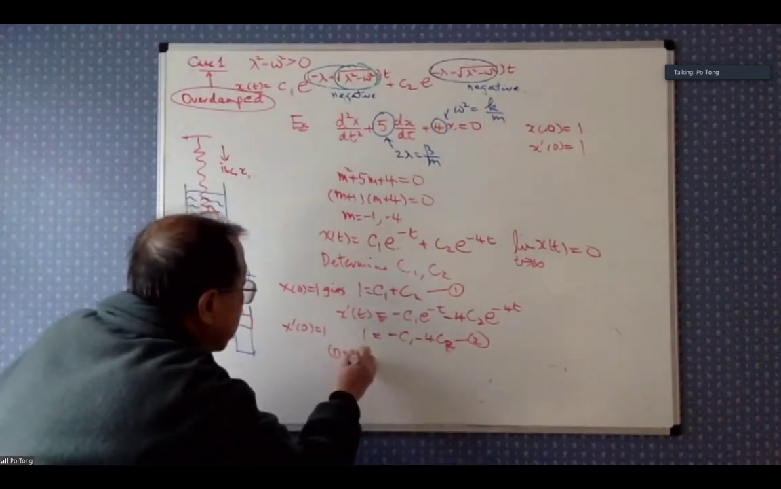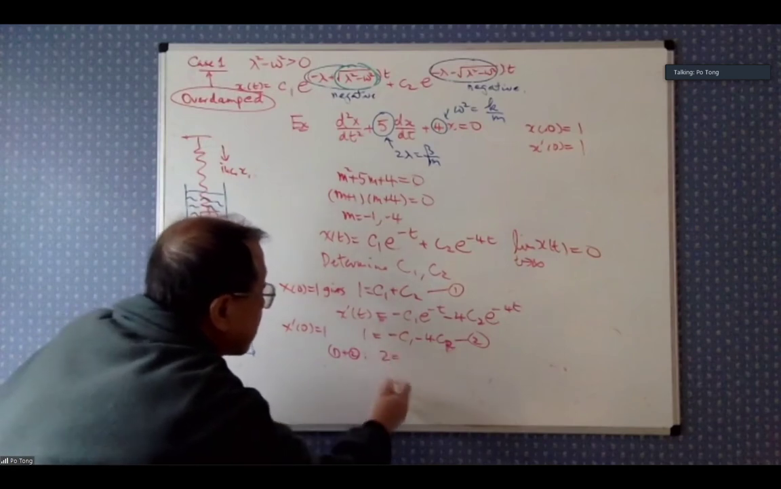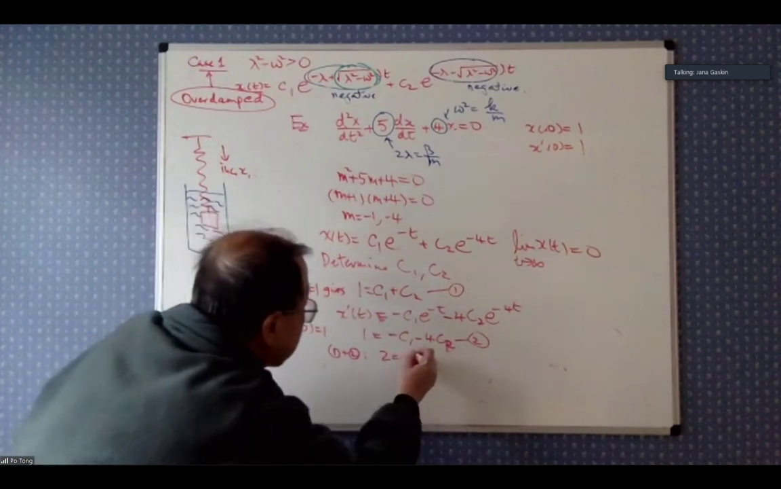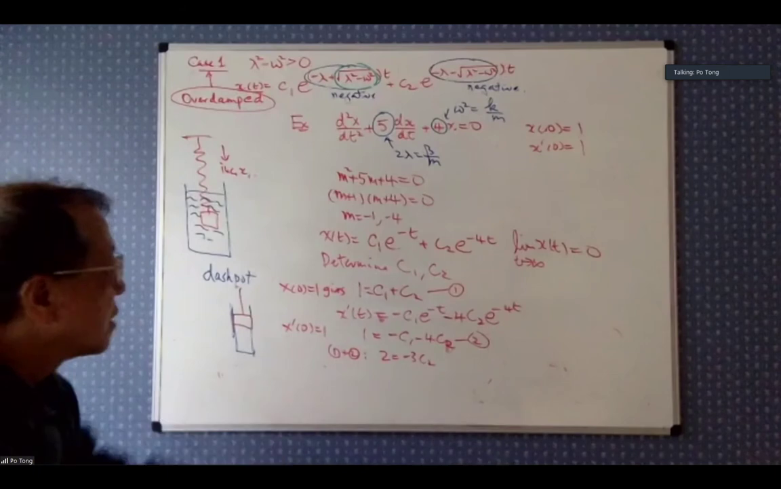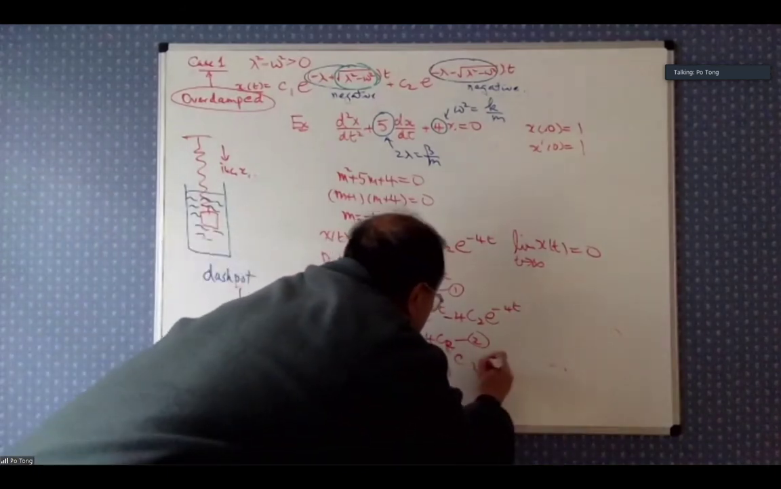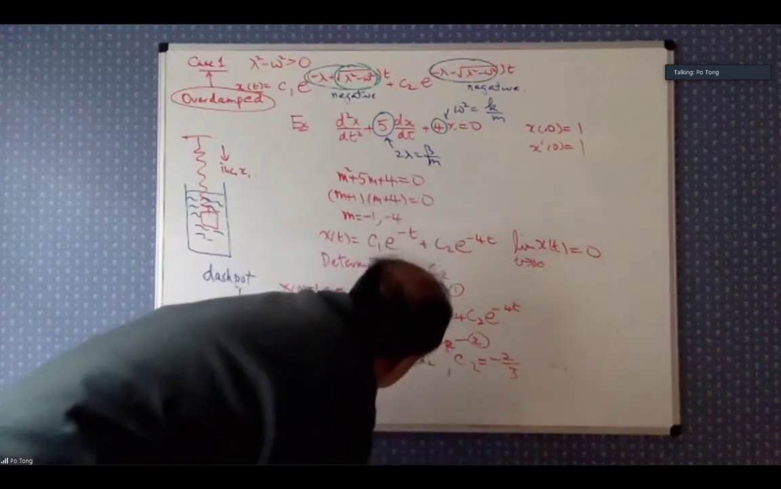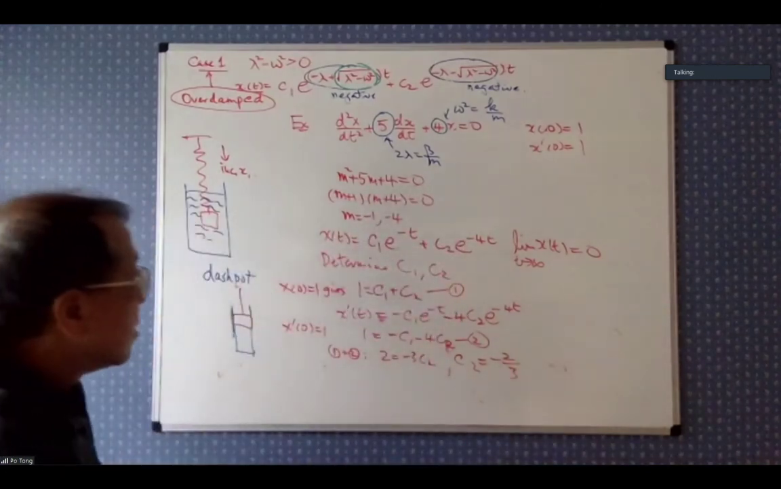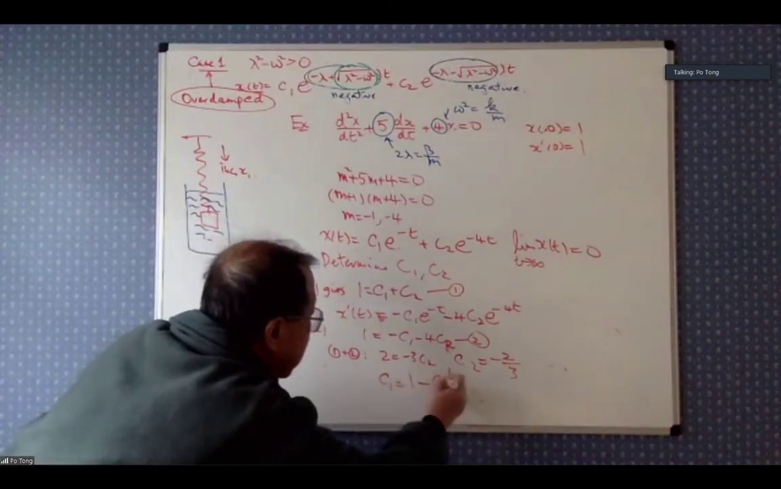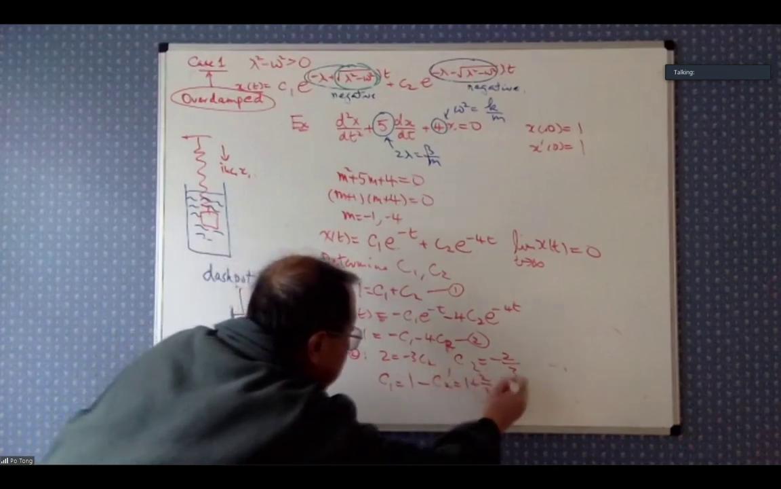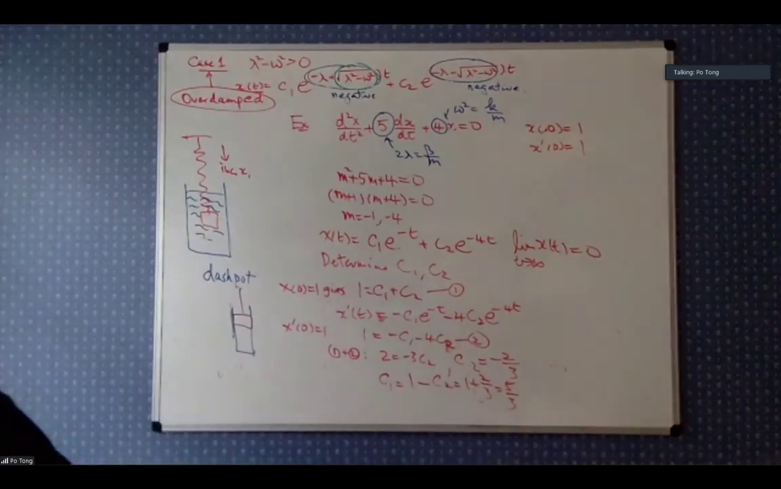Equation 1 plus equation 2, we cancel out the c1, will be 2 equal to negative 3c2. Can you guys see that? Let me know if I make a mistake. So c2 is going to be negative 2 over 3. If c2 is negative 2 over 3, c1 should be equal to 1 minus c2, 1 plus 2 over 3, so 5 over 3. Are you guys good?